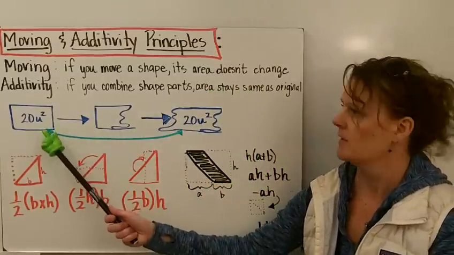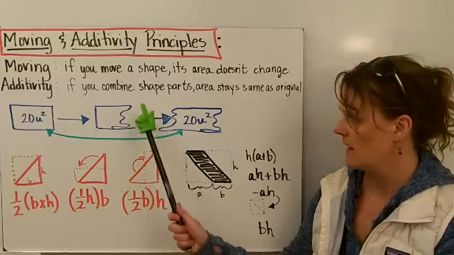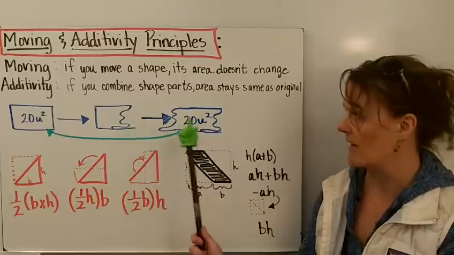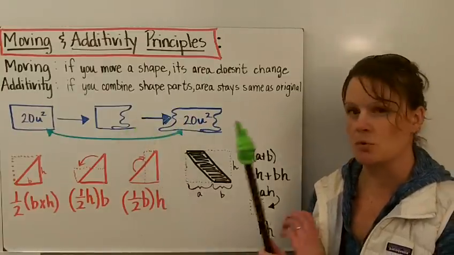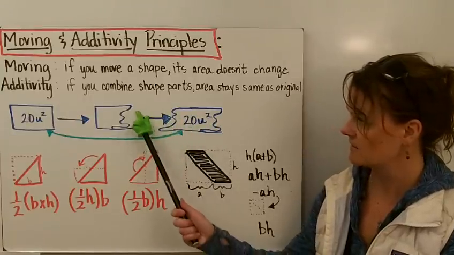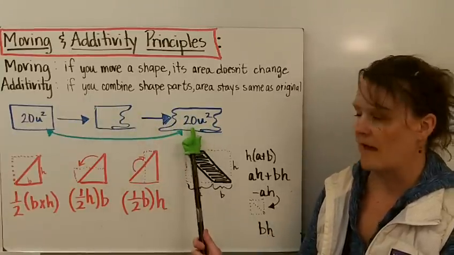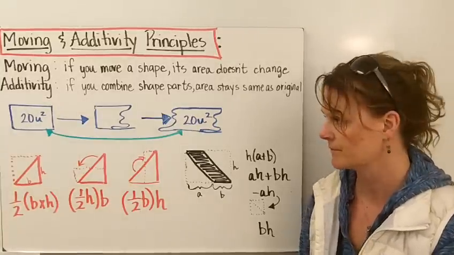So here's one example. If you start with a rectangle that has an area of 20 square units, and then you cut a portion of that rectangle out and you place it here on the end, so that you haven't removed any total parts, you've just moved this portion to the outside here, you still have an area of 20 square units, according to the moving and additivity principle.